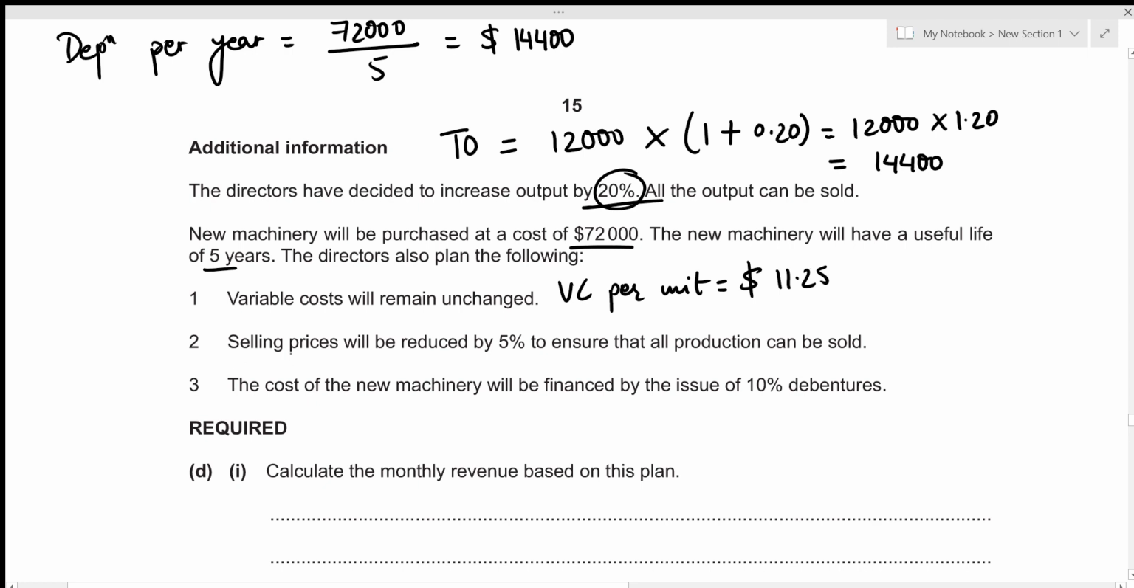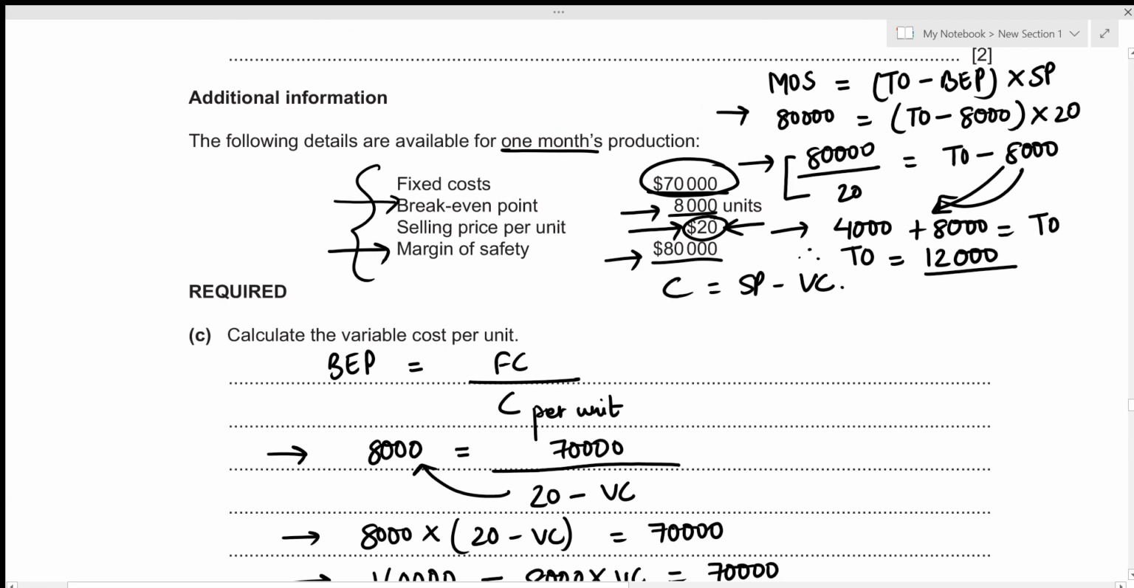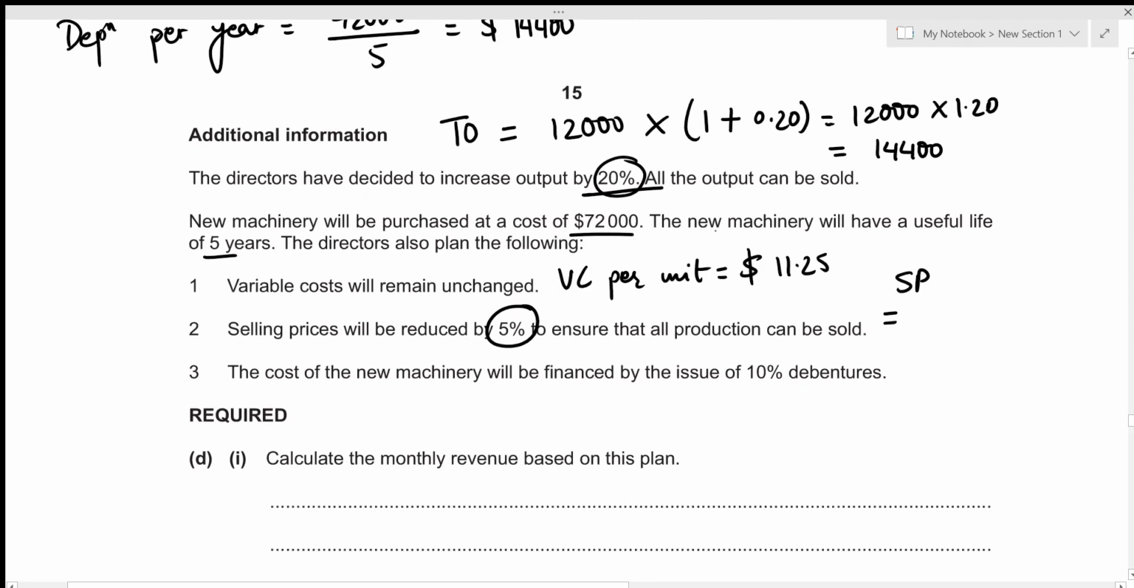Then we are told that the selling prices will be reduced by 5% to ensure that all production can be sold. So let's figure out the selling price. We will start with our previous selling price per unit, which is 20. Let's write it down. So that's 20 times 1, and since we're reducing it, that would be a minus, and we're reducing it by 5%, which you can write down as 0.05. So that's just 20 times 0.95, which results in the new selling price to have the value of 19.